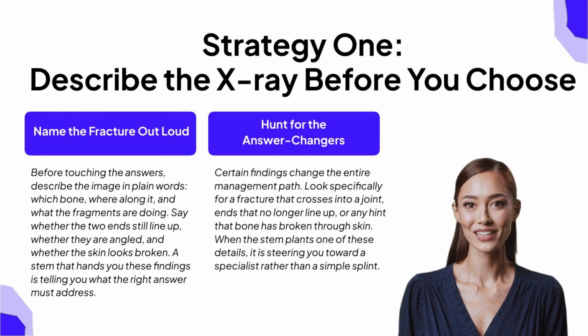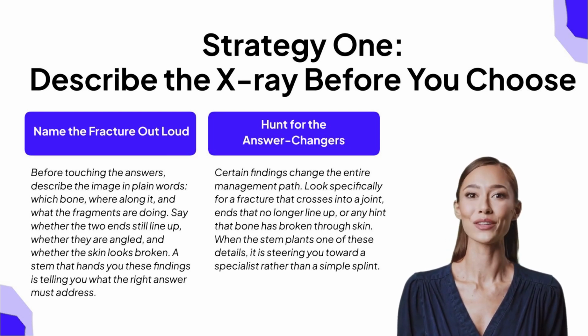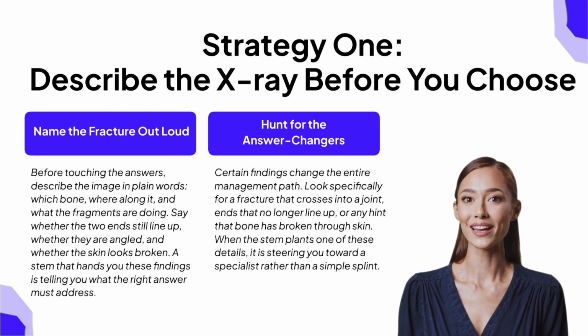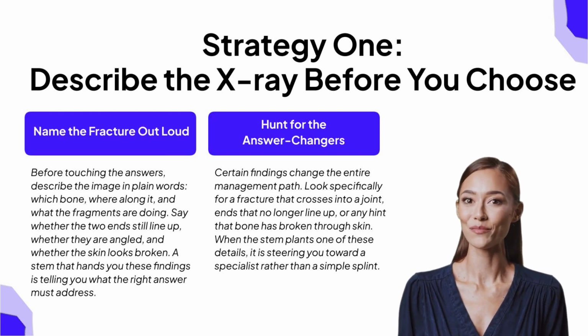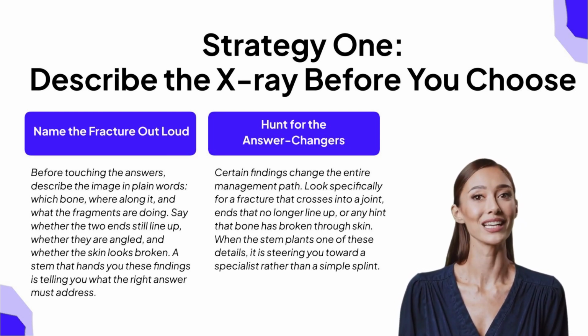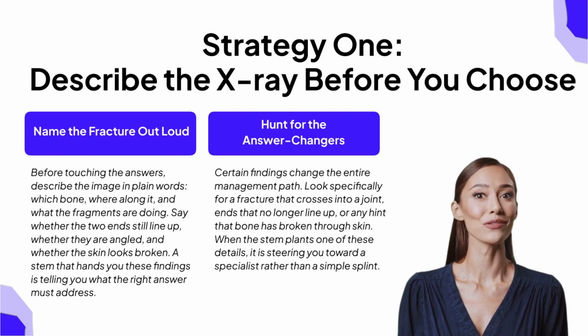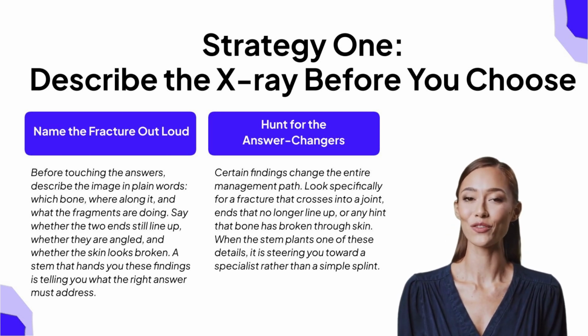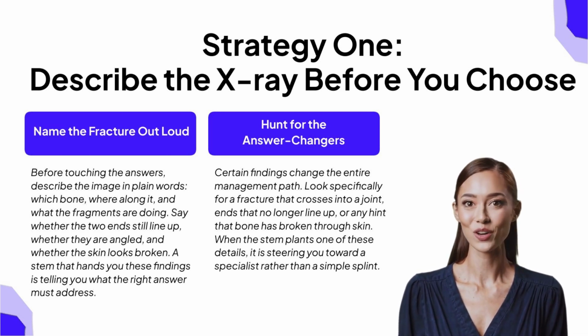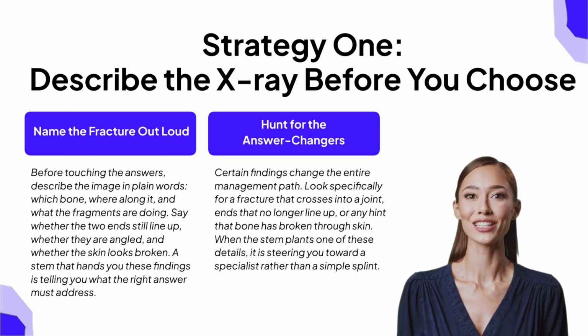Our first strategy is to describe the X-ray before you ever look at the answer choices. Say it out loud in plain words. Which bone is broken? Where along the bone is the break? And what are the two ends doing? Do they still line up, or are they angled or shifted? Does the skin look intact over the injury? When a stem hands you these details, it is quietly telling you what the correct answer has to deal with.